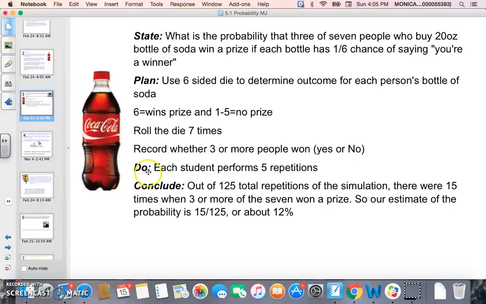And what we did was each of you performed at least 5 repetitions of this simulation. And what we could conclude, and this I just made up because I made the video before we gathered our class data, but let's say we did 125 total repetitions of the simulation, and there were 15 times when 3 or more of the 7 won the prize. Our estimate of the probability would be 15 out of 125, the part over the whole, which is about 12%. So that's how we use this to perform a simulation.